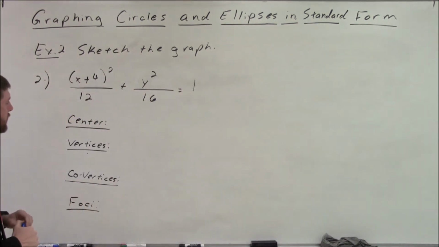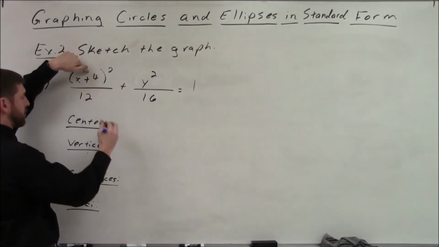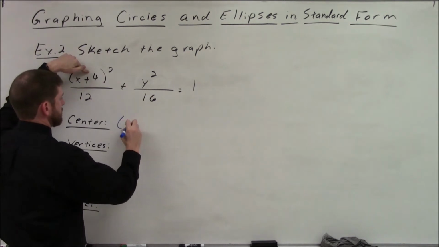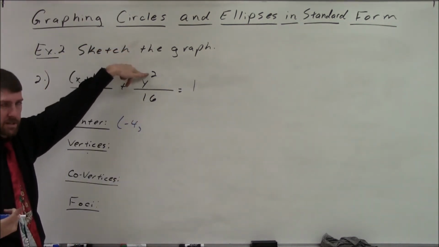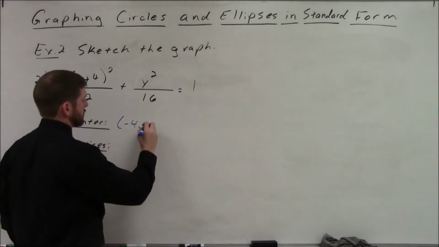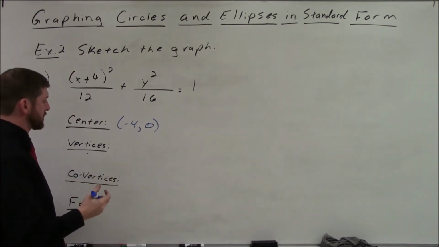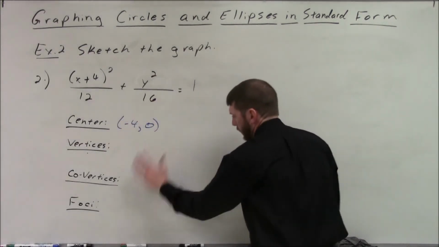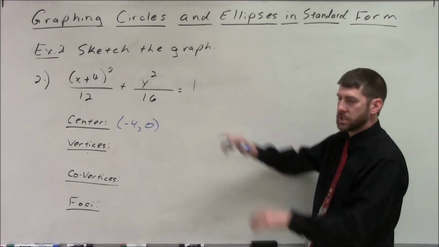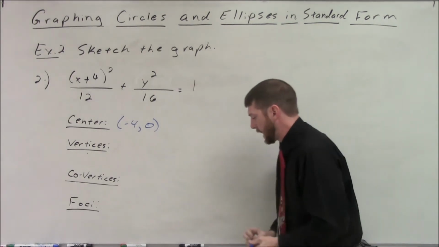So starting with our center, opposite of this shift right here, so it says +4, so our x-coordinate is going to be -4. We don't see a horizontal shift on y, so that means it hasn't shifted from the origin, so the y is still going to be at 0. For vertices, let's pause on labeling stuff, and let's just put this information on a graph. Okay, some of you may react better to that.